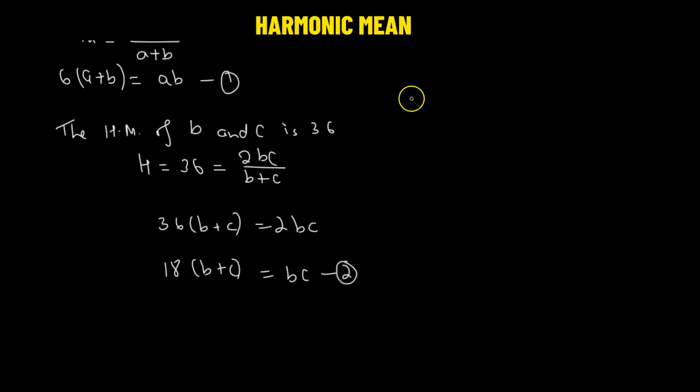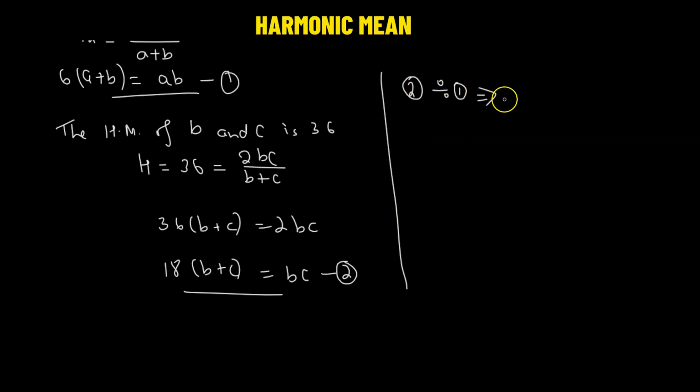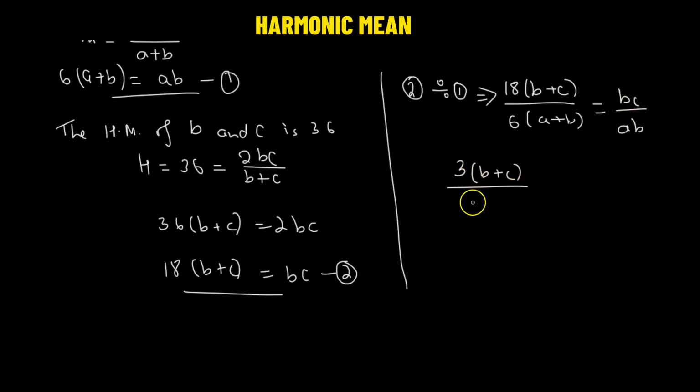Now let's do one thing. Well, we have equation number 2 and we have equation number 1. What we'll do, we will divide equation number 2 by equation number 1, such that we have 18 multiplied by (B plus C) divided by 6 times (A plus B). And on the right hand side, since we're dividing 2 by 1, we have BC divided by AB. So this gives us 3 times (B plus C) all divided by (A plus B). This will be equal to, we can factor out B from the numerator and the denominator, which leaves us with C over A.